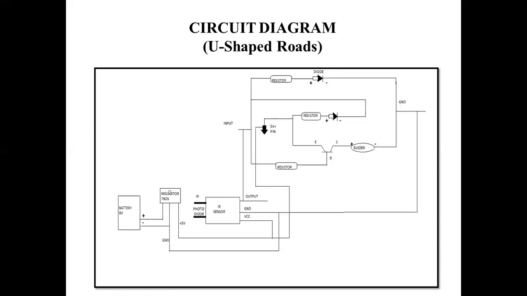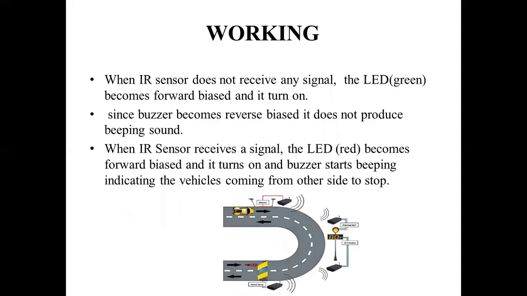When the IR sensor does not receive a signal, that is, if no vehicle is detected in the range, the inverting input of the op-amp goes higher than the non-inverting input, and hence the output of the op-amp goes low. If the output of the op-amp goes low, the LED, that is the green LED, becomes forward biased and turns on, and the buzzer becomes reverse biased and will not beep.